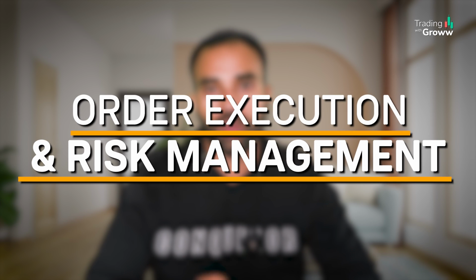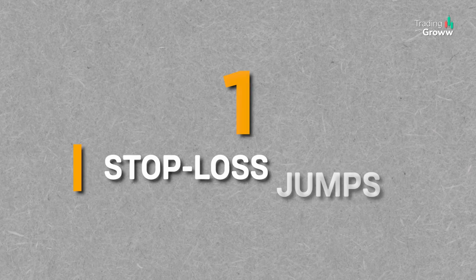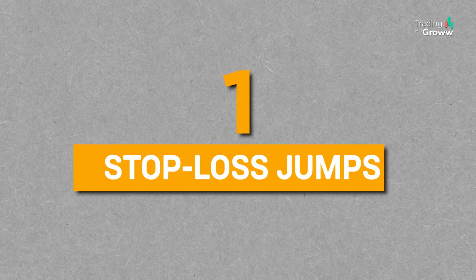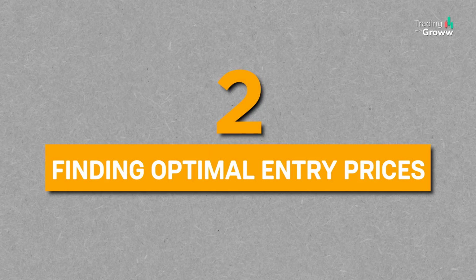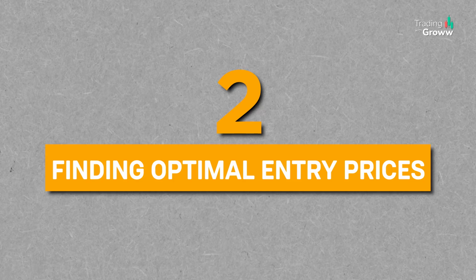In this video, we're going to talk about how to manage order execution and risk management specifically with respect to options trading. We're going to address 6 important factors. The first is understanding stop loss jumps and the strategies you can implement to prevent them. The next is the techniques you need to follow to find optimal entry prices for your options trading.